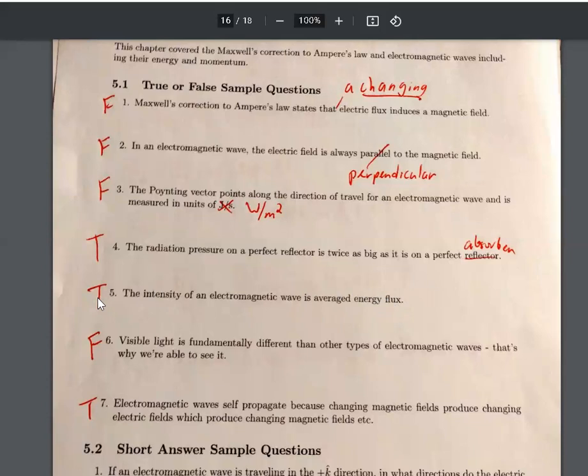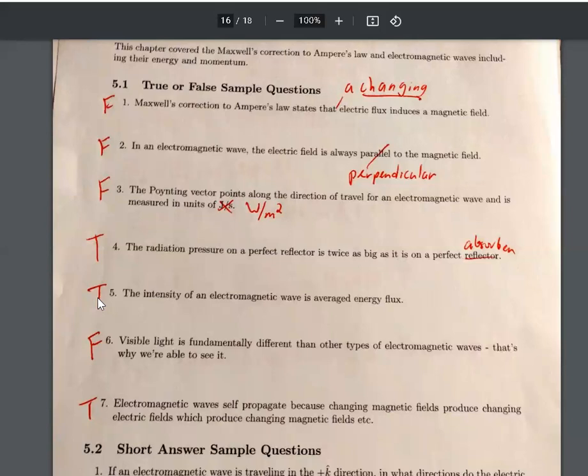All right, visible light is fundamentally different than other types of electromagnetic waves. That is not true. Visible light is just part of the spectrum. There's nothing special about it. That's just the part that we happen to have evolved to be able to see. Other animals evolved to be able to see other parts of the spectrum.